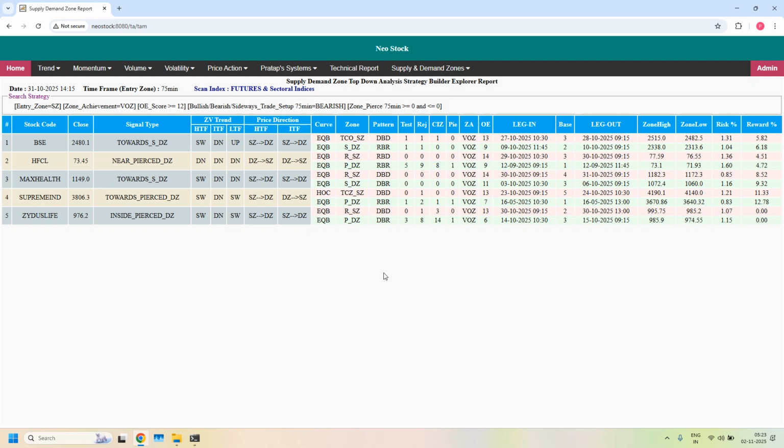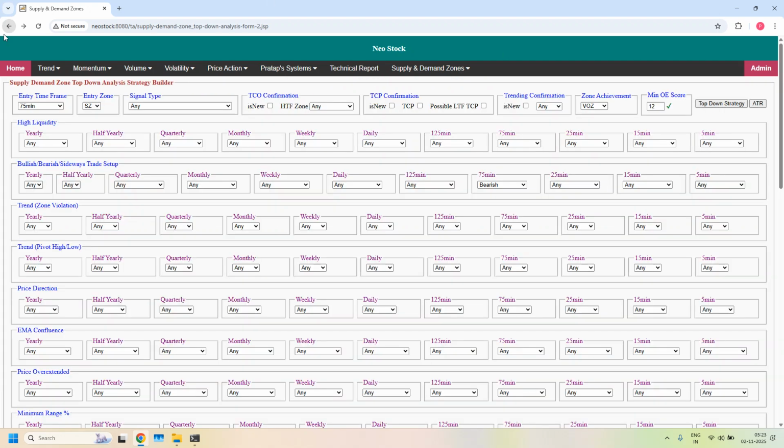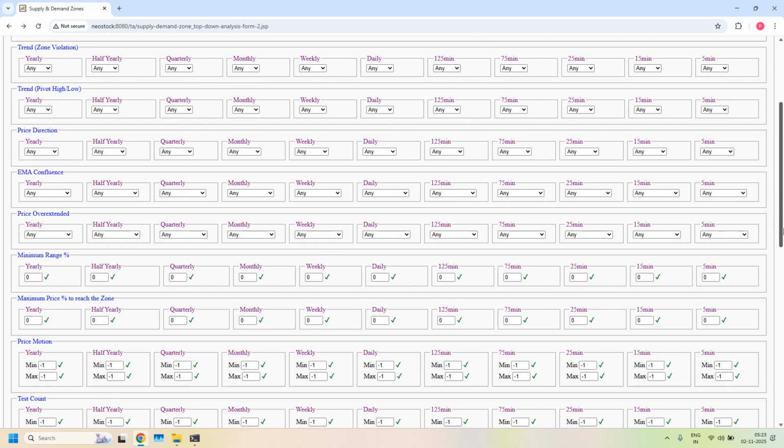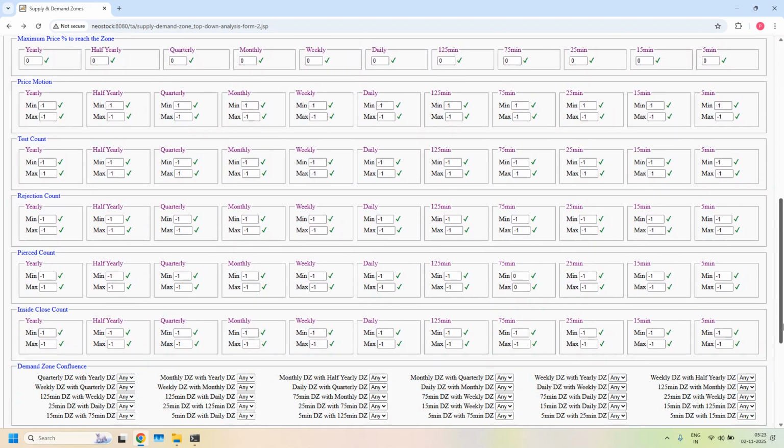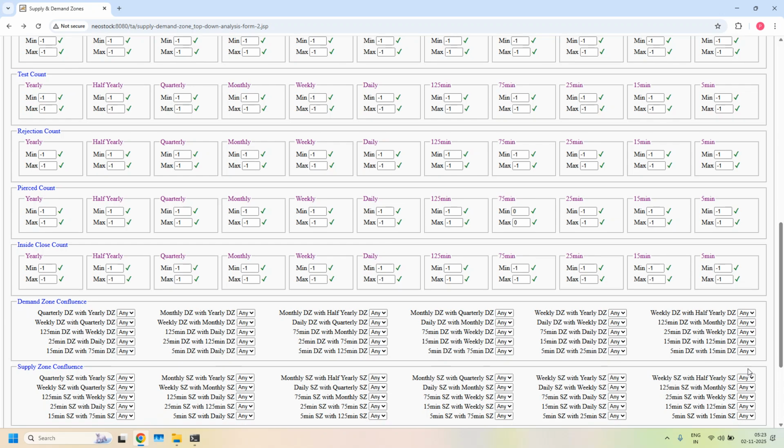Out of these 5 75 minute supply zones, let us identify high probability trade setup 75 minute supply zones, based on 2 different zone confluence and EMA confluence strategies that you learned in lesson 27. Okay, first strategy, LTF, ITF supply zone confluence and then ITF EMA confluence. First supply zone confluence, I am enabling 75 minutes and daily supply zone confluence.